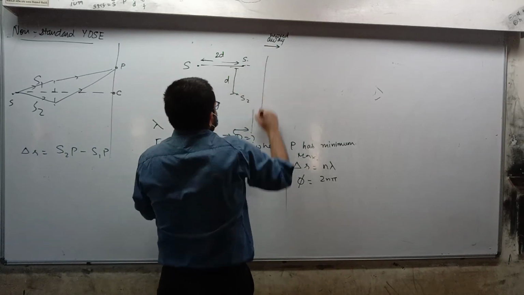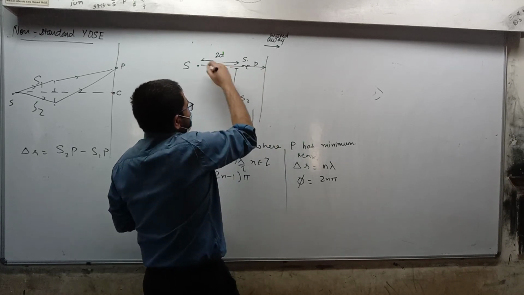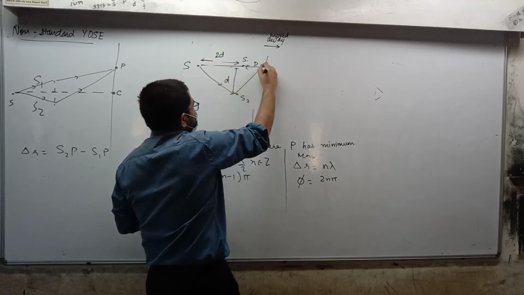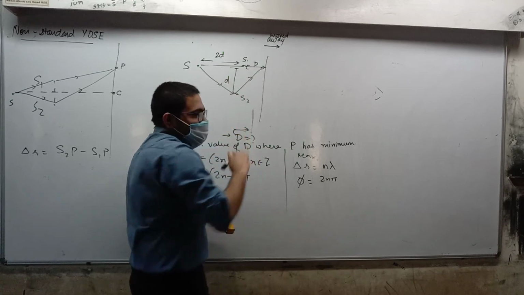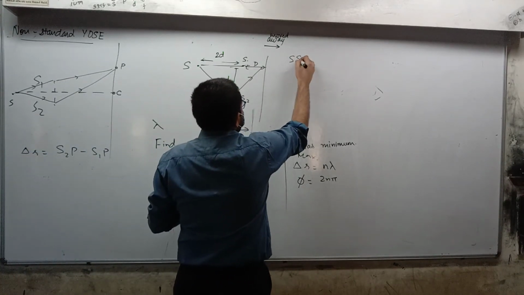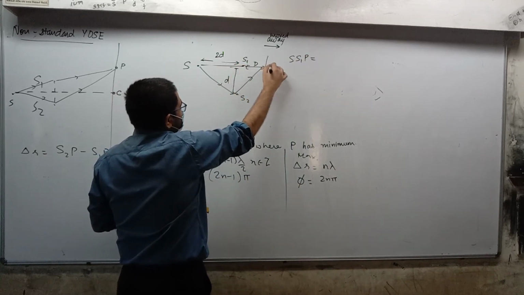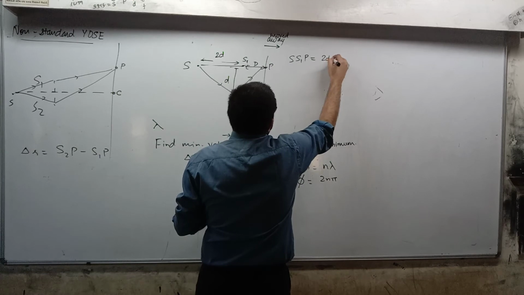Suppose you say that this is at a distance d. So from here we draw the paths, one direct. Okay? So path S1P is simply equal to 2d plus d. Okay?